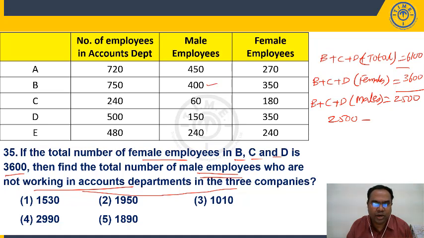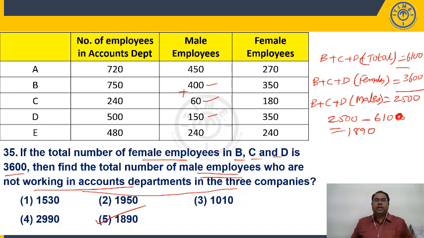B plus C plus D, 400, 460, 150. Add this. 460, 510, 610 you have to subtract. So if I subtract 610, 500 I will remove another 100, 1900, 10 you remove, 1890 is the difference. 1890 is present in fifth option.